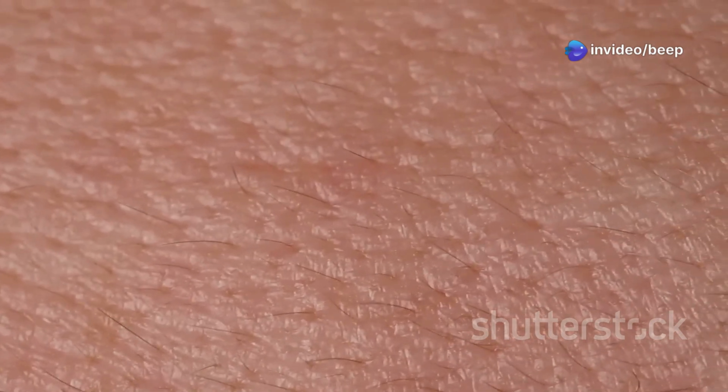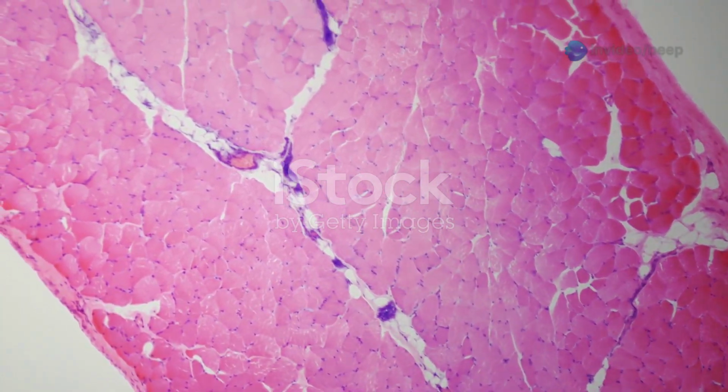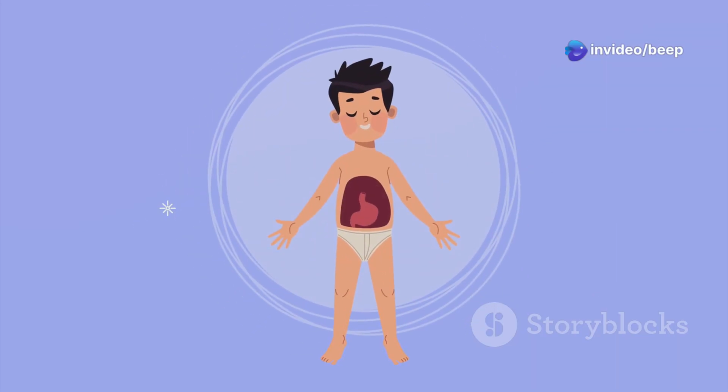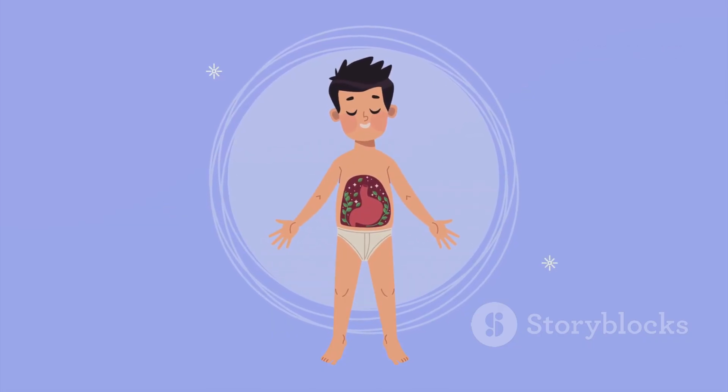The ectoderm forms the skin, hair, nails, nervous system, and sensory organs. The mesoderm gives rise to muscles, bones, cartilage, connective tissues, blood, and the lymphatic system. The endoderm forms the lining of the digestive tract, respiratory tract, urinary tract, and reproductive system.